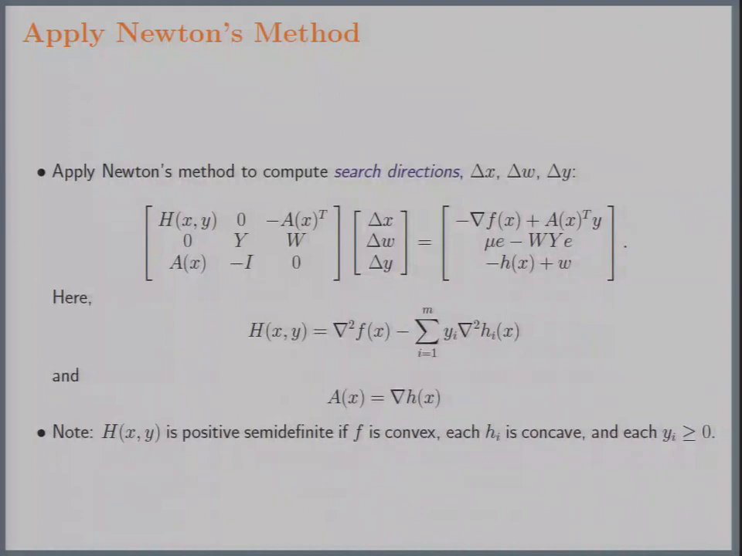And it's important to point out that sometimes this matrix H is positive semi-definite, and sometimes it's not. It is positive semi-definite if f is convex and if each of the h's are concave. So then this is just the Hessian matrix of a convex function, and because of the minus sign, this is also convex. And the y i's are non-negative. So everything becomes positive semi-definite. Okay, so that's going to play a role.